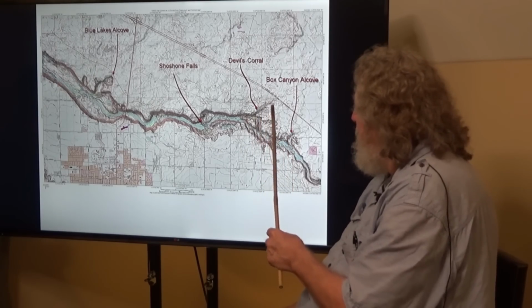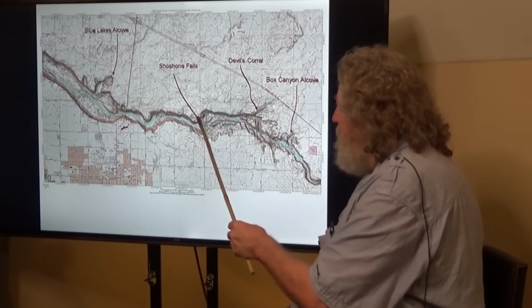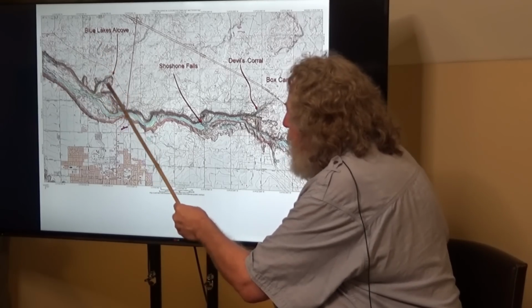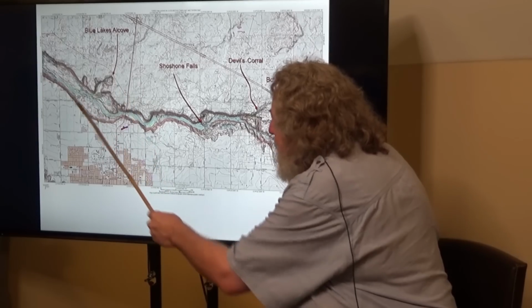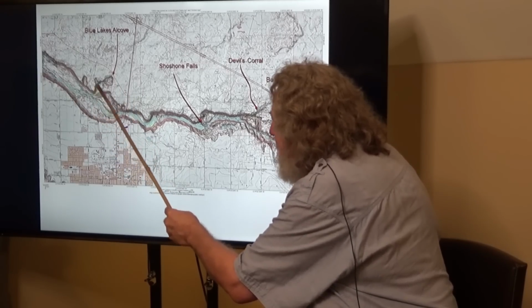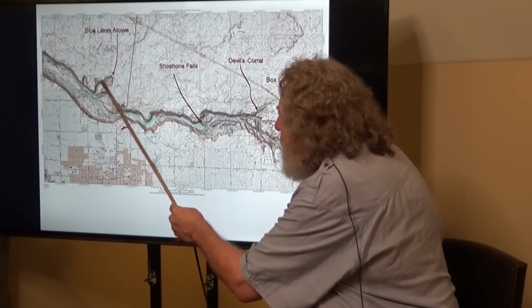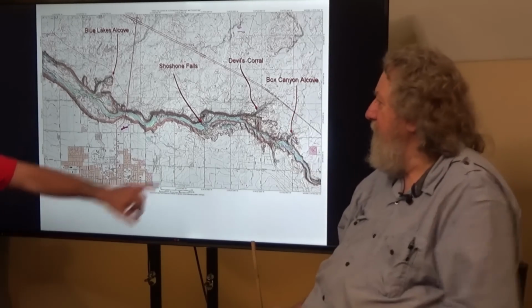We've got another one up here, the Devil's Corral, as it's called. Shoshone Falls is right here. Down here we have Blue Lake's Alcove right here, which again is an indication of another upland flow returning to the main channel, and in the process eating out this alcove or cataract feature right here. So that does show that canyon.